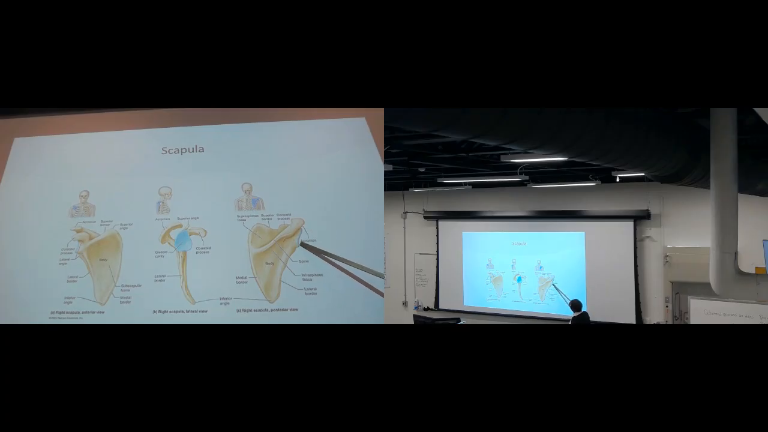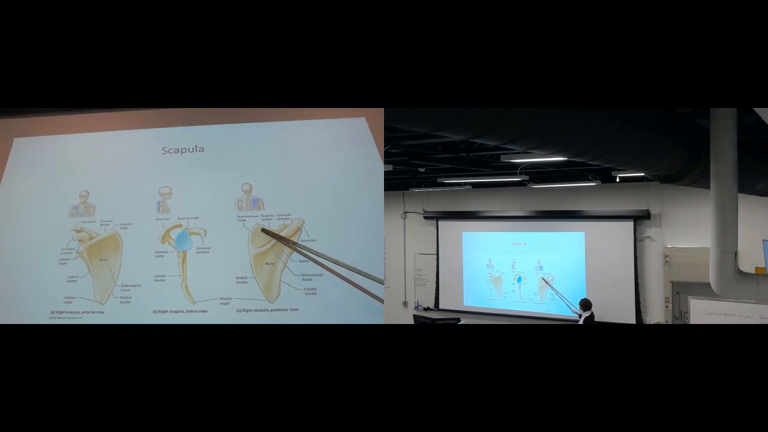And this is the glenoid cavity, lateral border, medial border, inferior angle, superior angle, lateral angle. And it is not shown in here, but this notch in here is the suprascapular notch. Nerves, like the suprascapular nerve, pass in here.